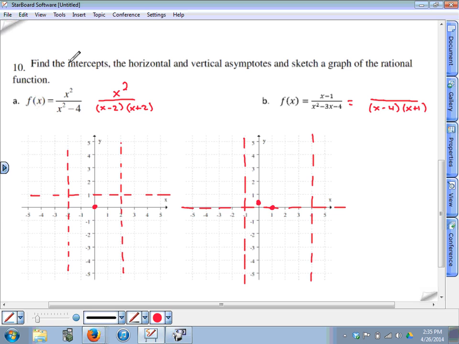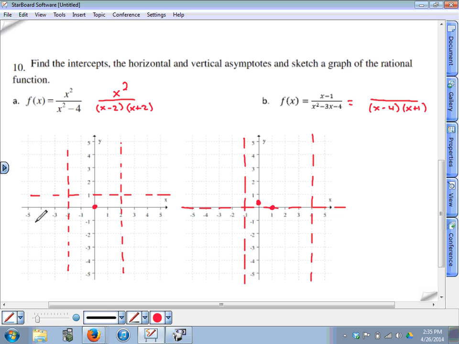So those are the intercepts. We found the intercepts, we found the asymptotes, now we need to sketch the graph. You can see with all these asymptotes, these graphs are broken up into pieces. There's a piece of the graph to the right of this vertical asymptote, there's a piece of the graph in between the two vertical asymptotes, and there's a piece of the graph on the left.